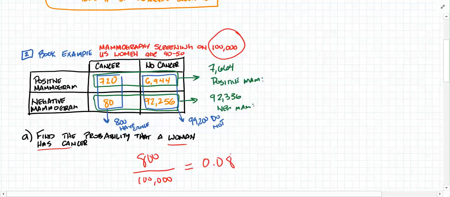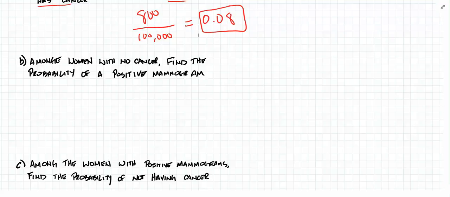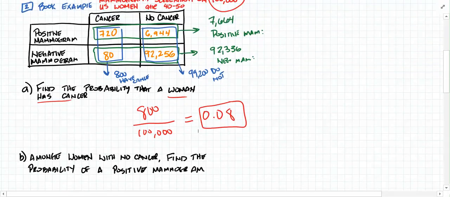Okay? Here's part B and C. Now what we're going to do is change what it is that we're looking at. So part B says this: among the women with no cancer, find the probability of a positive mammogram. Okay, let me go back up to my chart. So what is my denominator going to be? Among the women with no cancer.